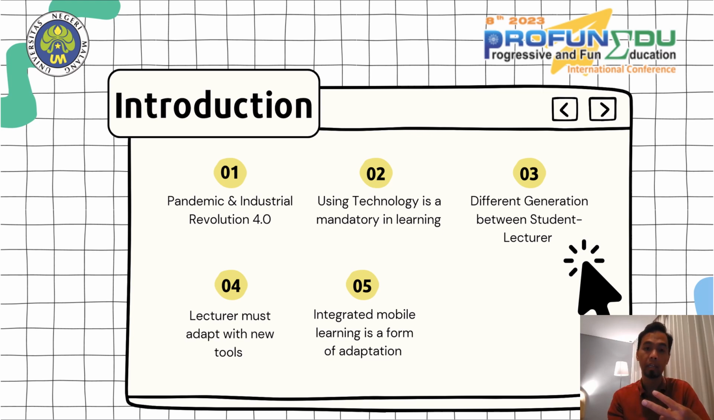In the second background, and the third, as we know, there is a different generation between student and lecturer, student and teacher. Many educators are dominated by digital immigrants. And for the students, on the other hand, students who are dominated by digital natives do not face many obstacles to use ICT, both in developed and developing countries.